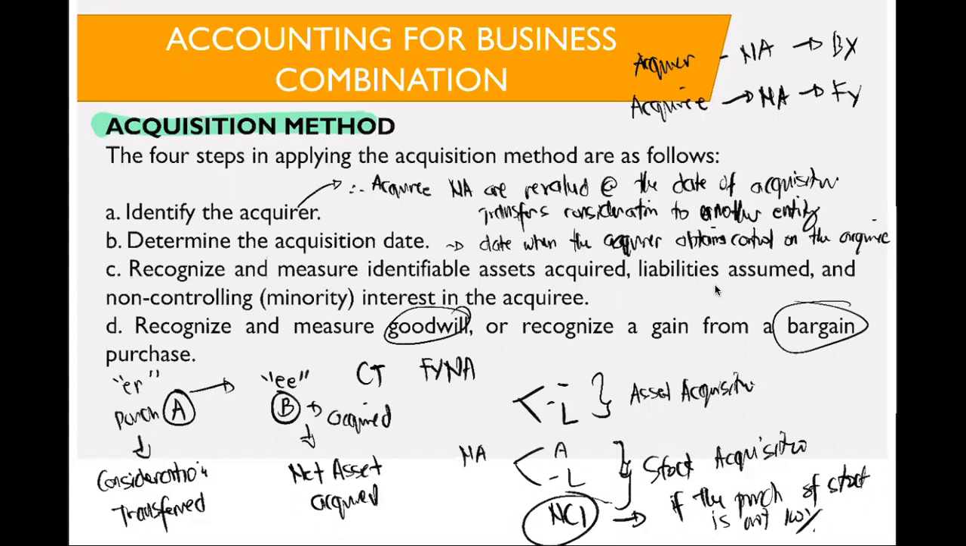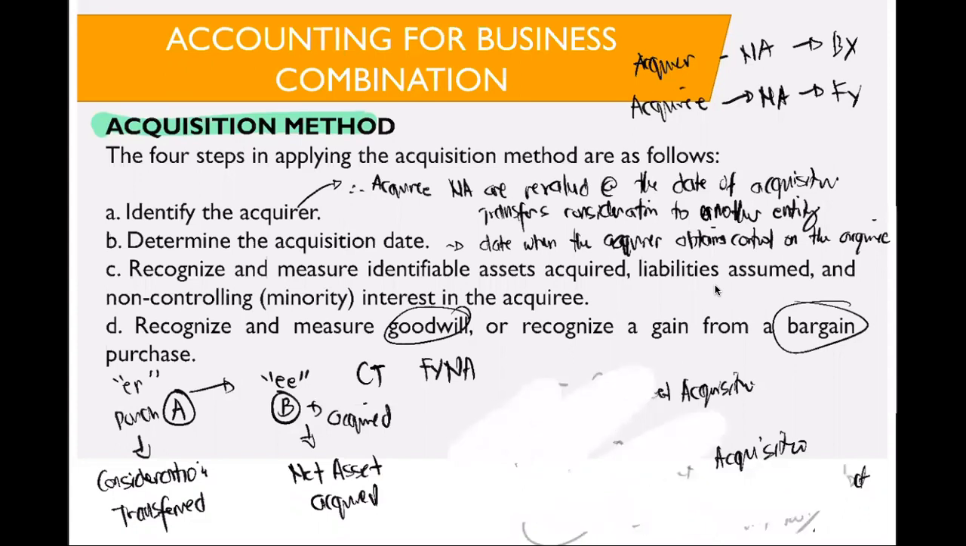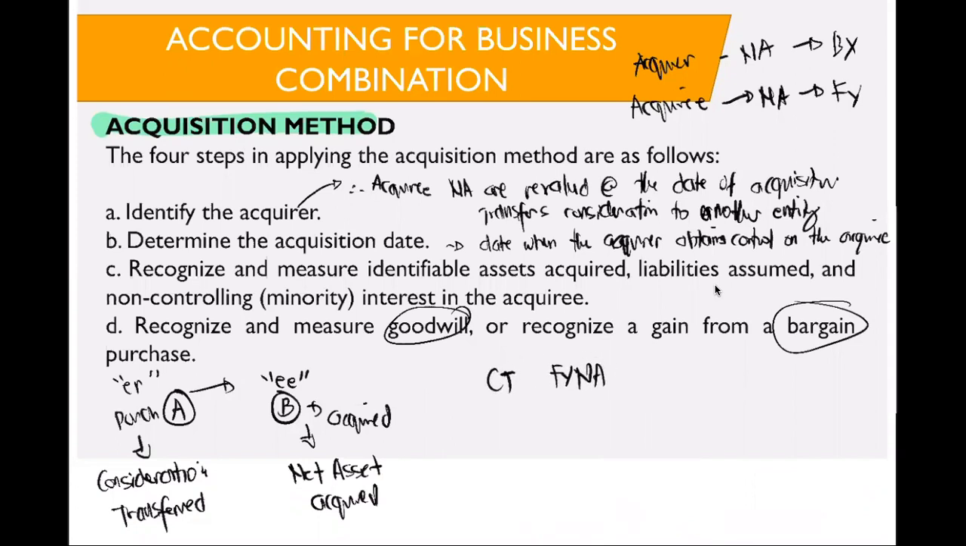So B is the business that is acquired. So what do we do to know whether there is a goodwill or a bargain purchase? To know if there is a goodwill or bargain purchase, we compare the consideration transferred to the fair value of net assets acquired. If the consideration transferred is greater than your fair value of net assets acquired, we have a goodwill. But if the consideration transferred is lesser than your fair value of net assets acquired, we have a gain on bargain purchase.